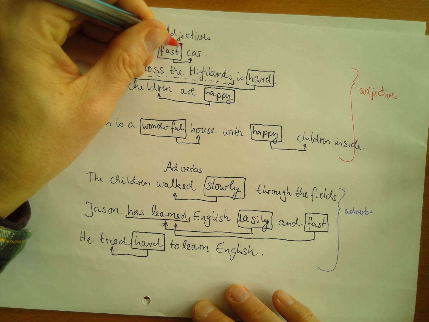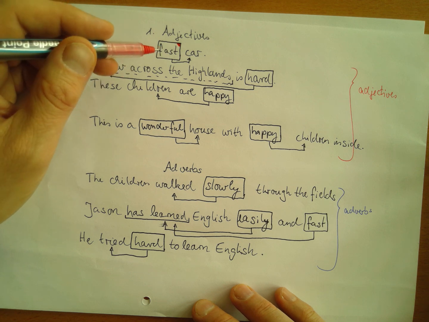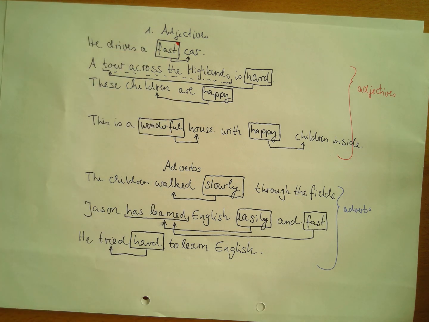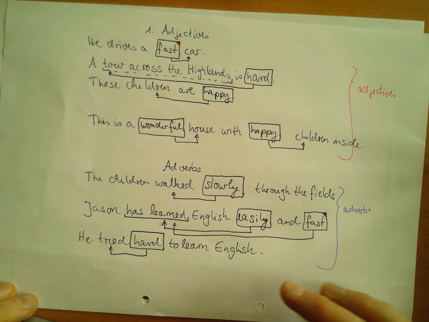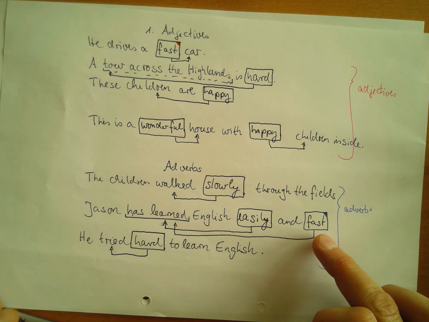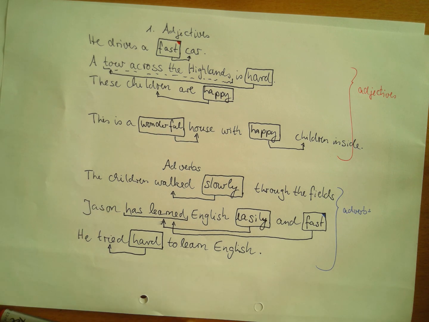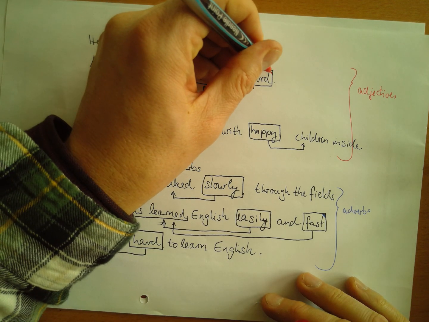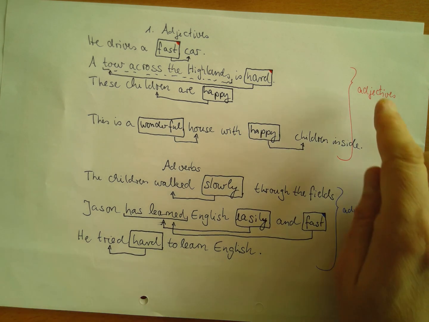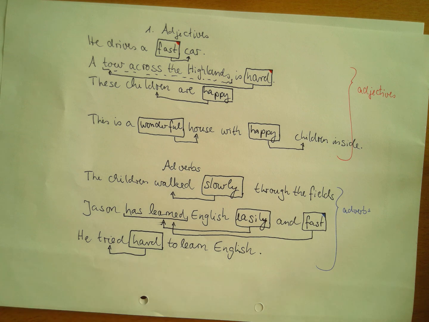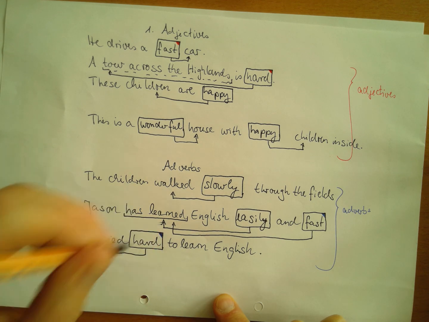He drives a fast car. Here, fast is an adjective. It describes the car. In this sentence here, fast is an adverb. Jason has learned English fast. So it describes the verb form. The same goes for the form hard. A tour across the Highlands is hard. That's an adjective form. He tried hard to learn English. That is, of course, an adverb form related to try.